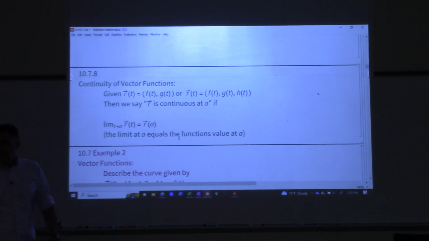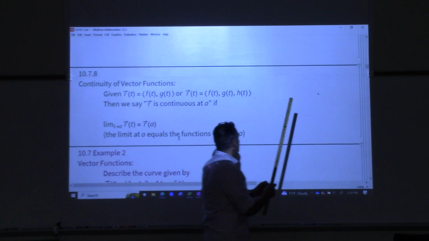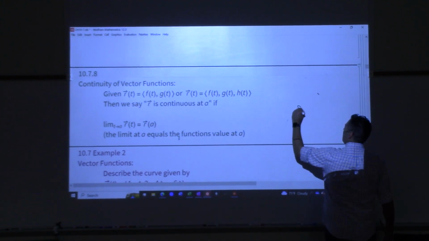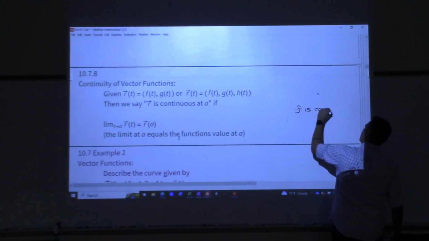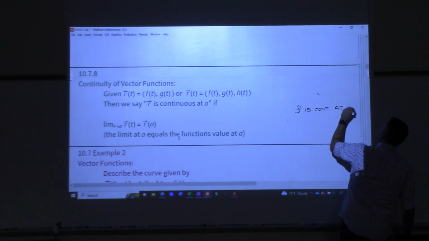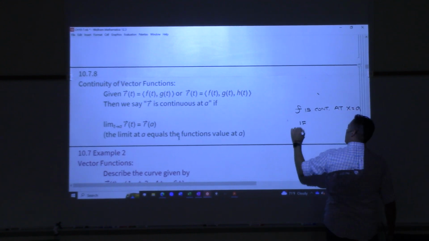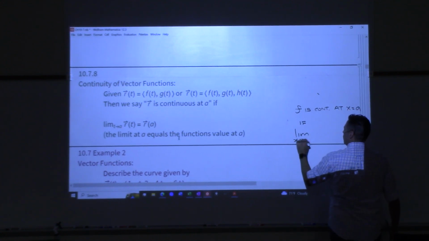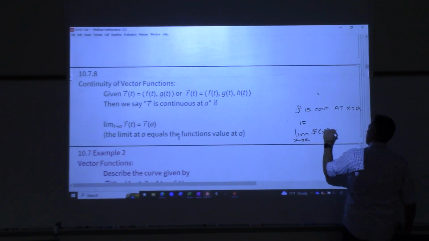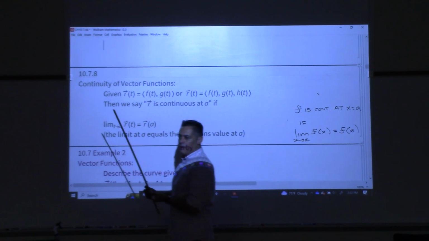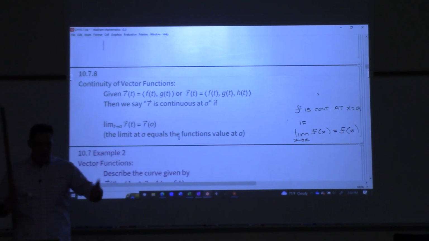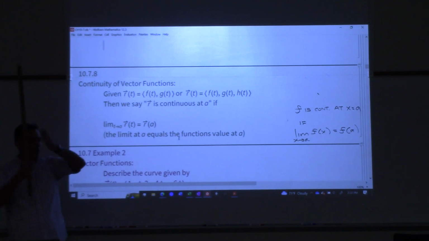That's the same definition from Cal 1. In Cal 1, we said f is continuous at x equals a if the limit as x approaches a of f of x equals f of a. That was the exact definition of continuity in Cal 1. This is basically saying the exact same thing: wherever your limit is approaching, when you get to that limit, it's filled in. It's not an open hole or a singularity or asymptote.